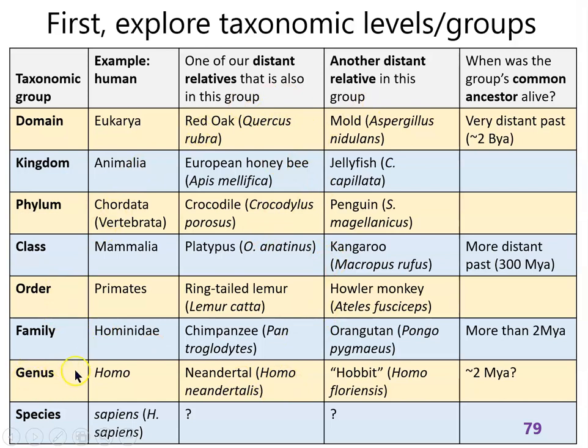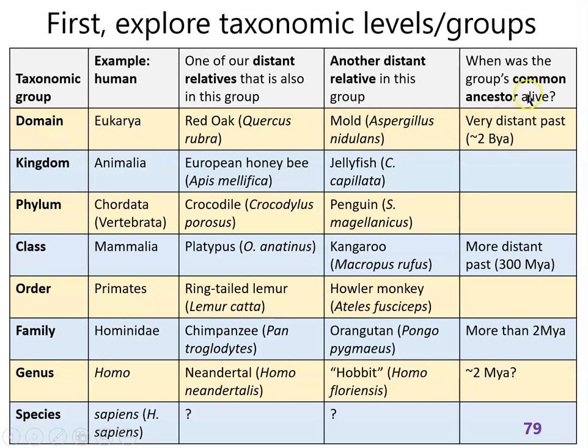Like within our genus, that's a fairly small group. A genus is a fairly small group. All the other members of our genus kind of look like us. They're very similar to humans. Within our order, primates, they're all monkey-type things, like lemurs and monkeys. Within our phylum, they all have backbones, but they could be reptiles or birds or fish. And within our domain, they could be really anything that has nuclei.